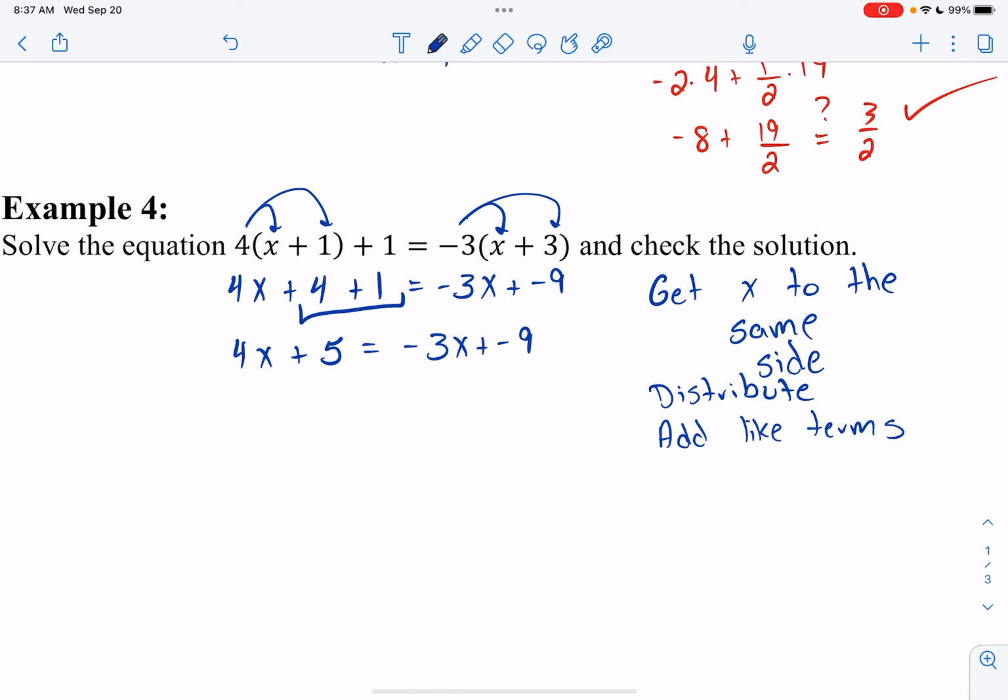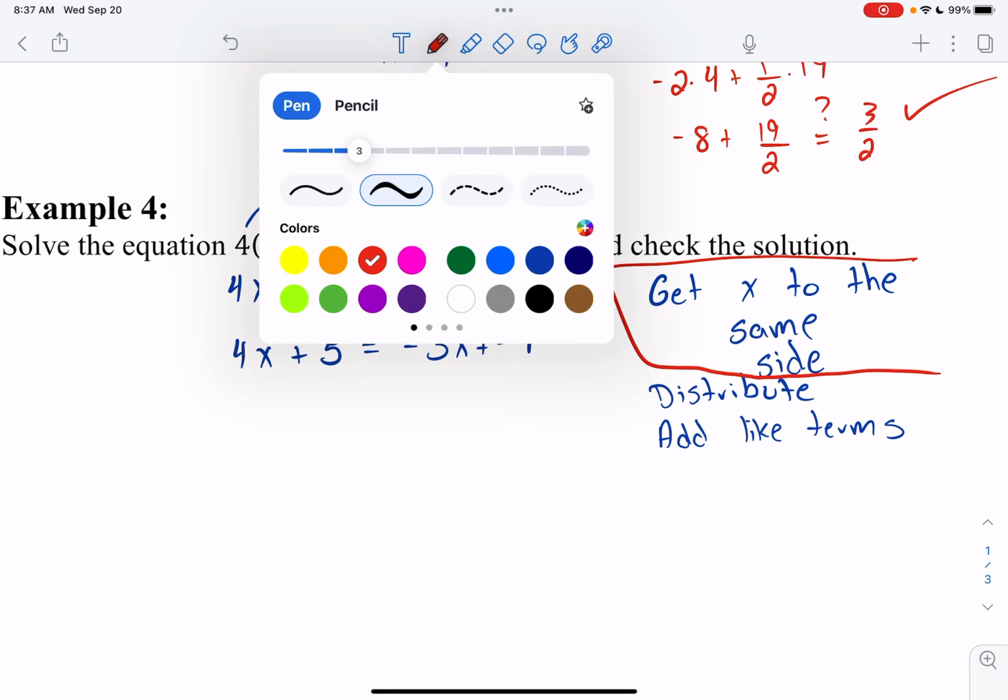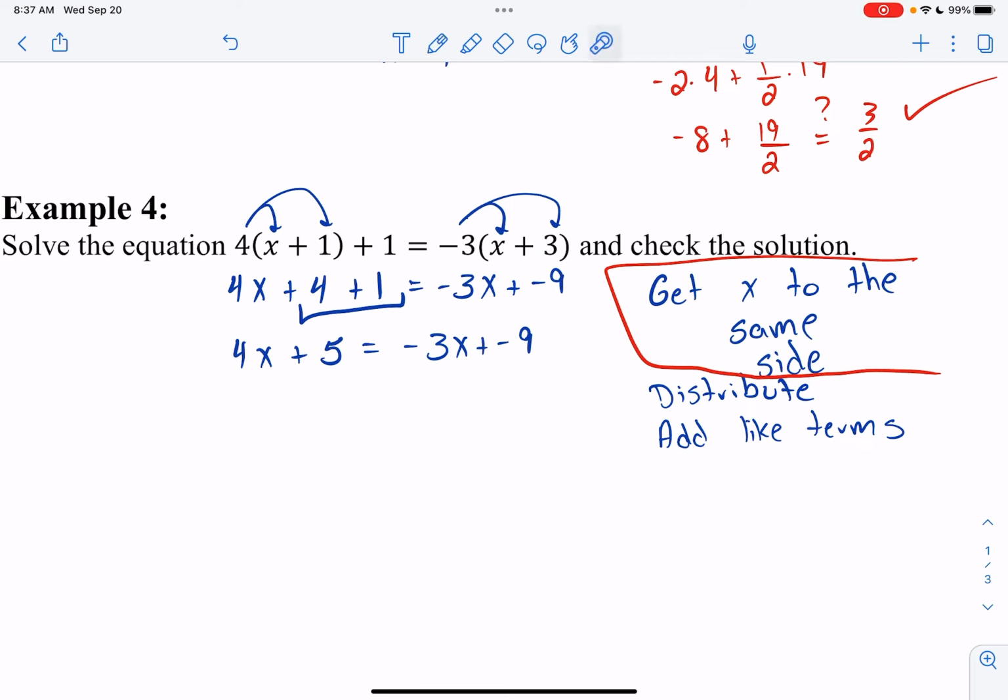Okay. Next is this last little bit. I need to get the x to the same side. So to do that, I'm going to move my negative 3x here. Right now it's added to negative 9, so I'm going to use that inverse operation, and it's a negative 3x, so I'm going to add a positive 3x to both sides. Plus 3x. Negative 3x plus negative 9 plus 3x. So now if you notice on this left side, this minus 3x and this positive 3x, since they're adding, they're going to add to 0.